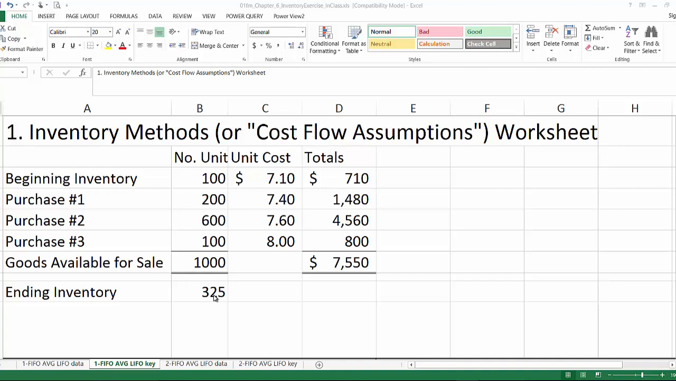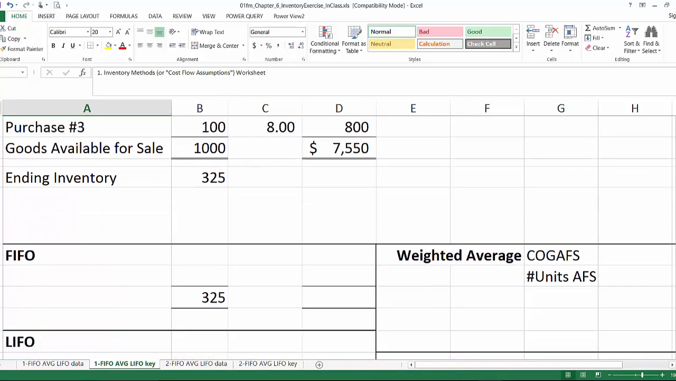So looking at that, we need to come up with 325 units and the associated costs with them. If we're talking about first in, first out, all of these guys up at the beginning are gone. So we can assume most of them are gone, and we're only left with 325 units of the kind that came in at the end of the period, more like $8 or $7.60 per unit instead of $7.10 or $7.40. So with that in mind, we need to do a computation and come up with 325 units worth of inventory at whatever the appropriate cost is for that.